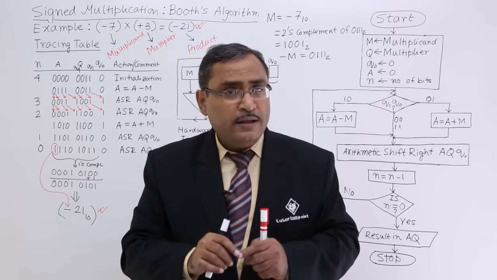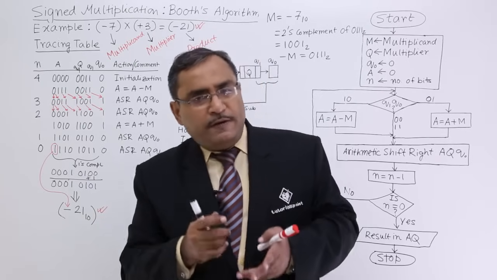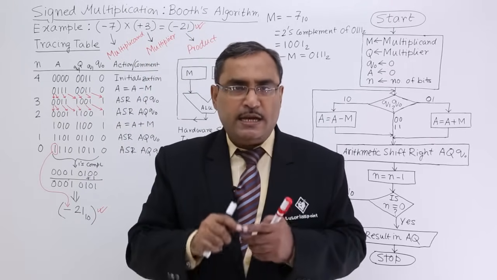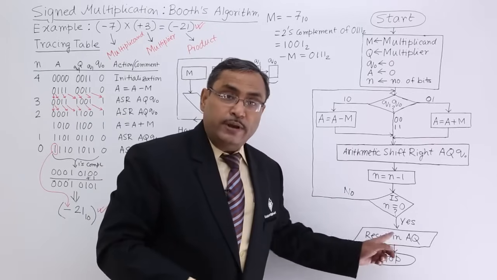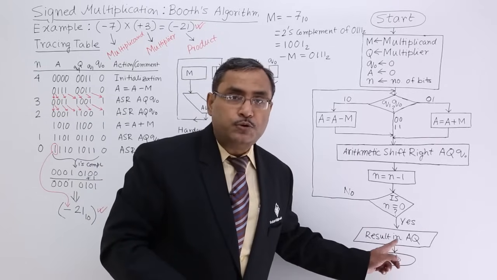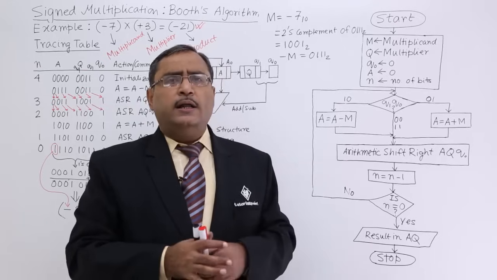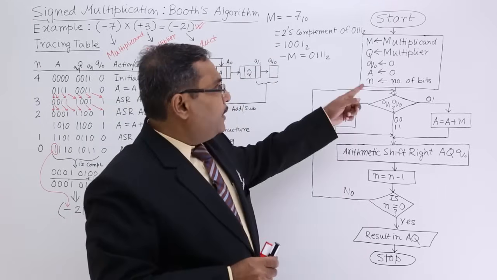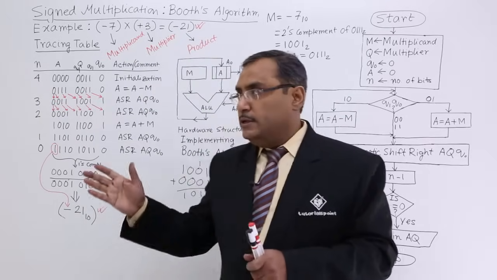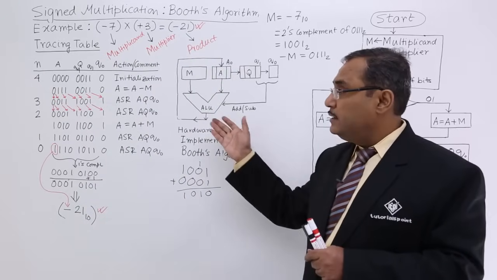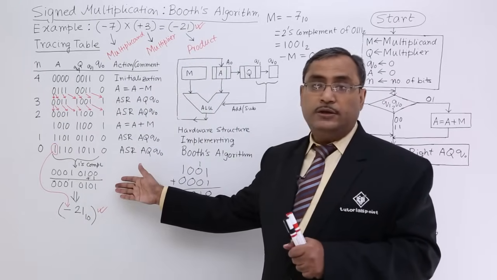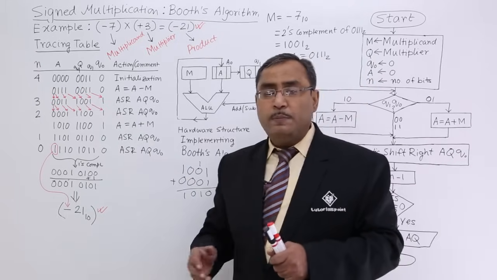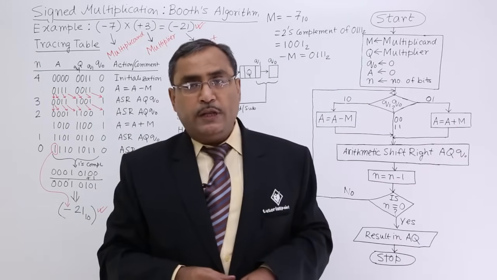Then we check whether N is equal to 0. If it is no, I am going for the looping again. If it is yes, then result in AQ. I have written this result in AQ in a parallelogram because it is the output. Stop will indicate the end of the logic flow. So in this way, this flowchart has been explained. The hardware diagram has been explained. I have done the explanation using a suitable example. So I think you can prepare yourself accordingly. Thank you for watching.